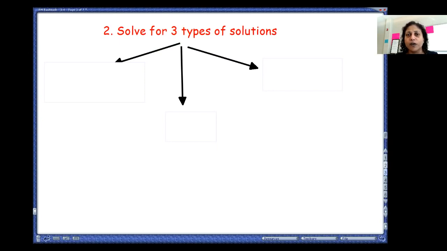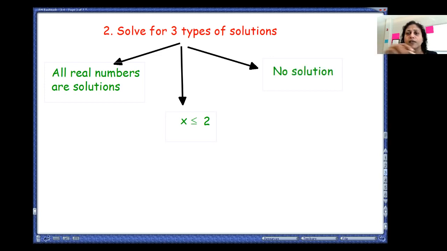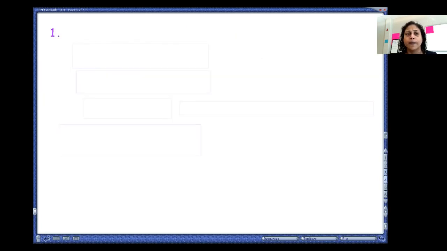So when you solve inequalities, just like equations, you can have three different types of solutions. You can get the regular solution, which you're used to seeing, or you can get a solution where all real numbers are the answers, as well as inequalities where there are no solutions. So this is how you're going to answer each one.